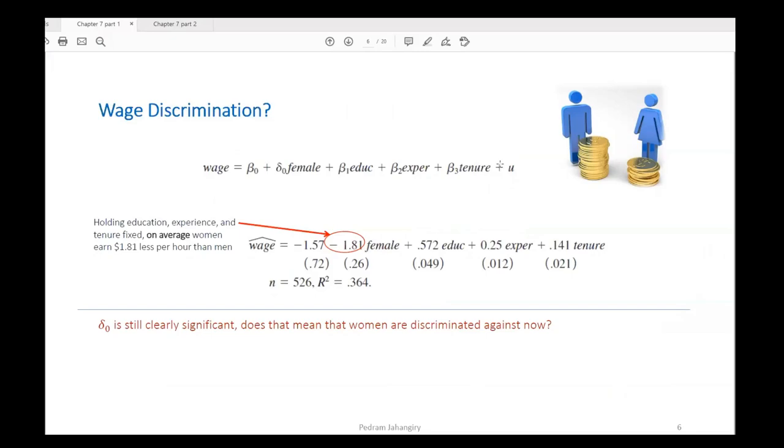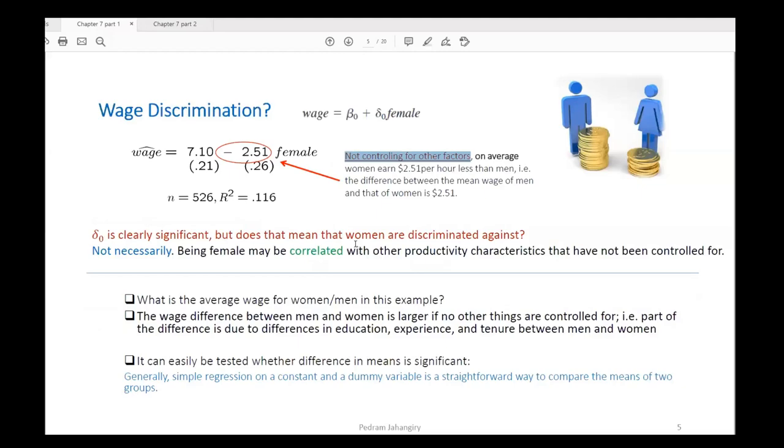Look at that. Now look at the numbers. So the intercept turns out to be negative, so we don't care about the interpretation of this one per se, because I have many other explanatory variables in the model, right? Education is positive, not surprising. Experience positive, tenure positive. Female is still negative, but look at the magnitude. It used to be $2.5, now it's only $1.8, okay?